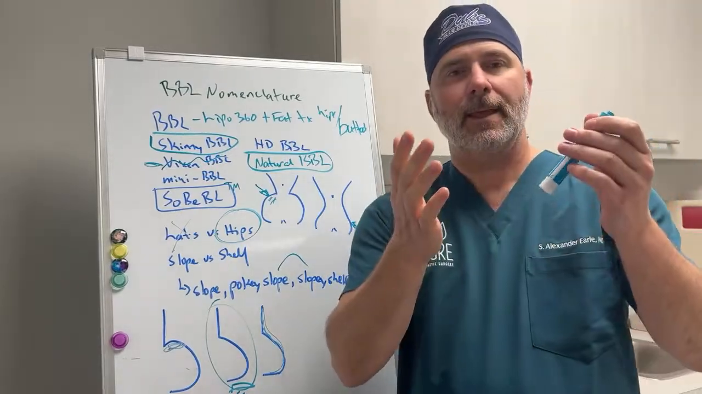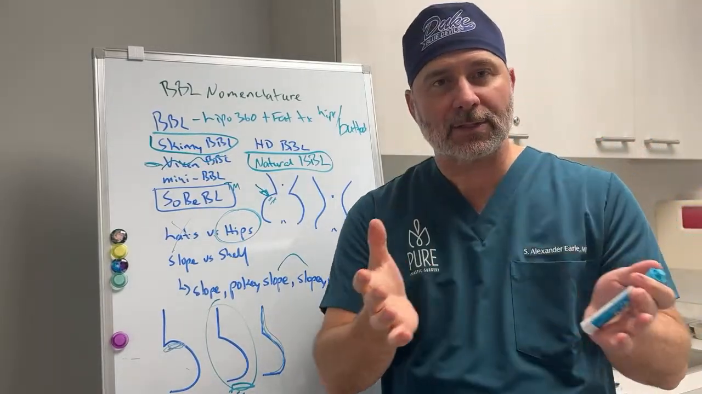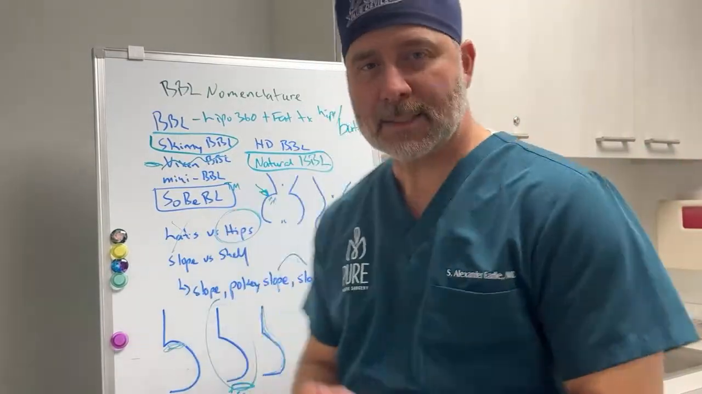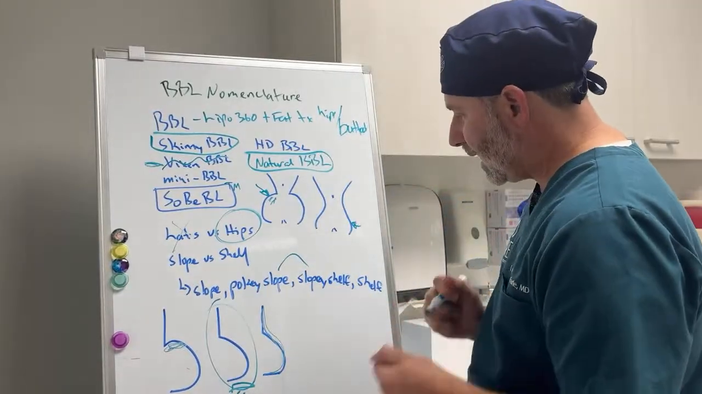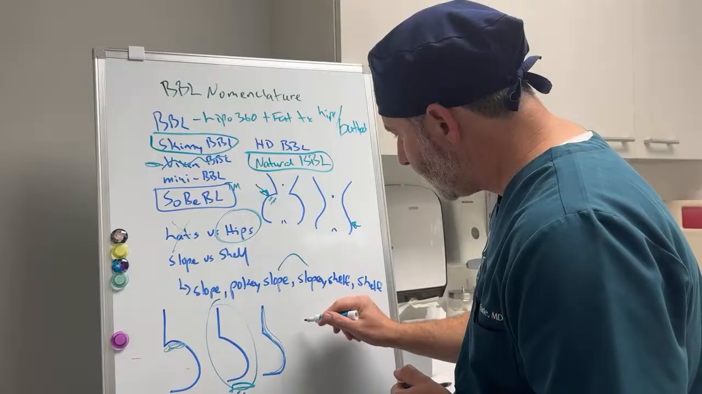All right, and then the last thing, which I guess I didn't mention here, is how the buttock looks from the back, right? So we talked about the front, which is the lats versus hips. And we talked about the side view, which is the slope versus shelf. And then from the back, typically you have a couple of shapes here.